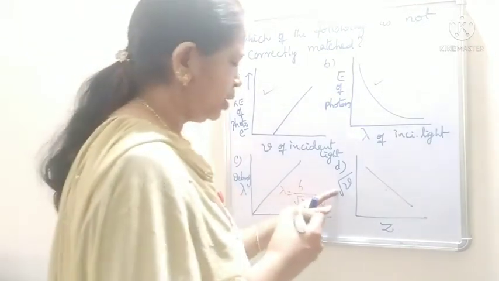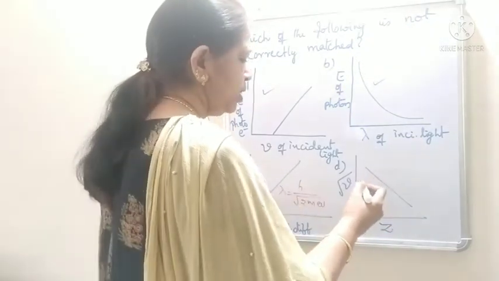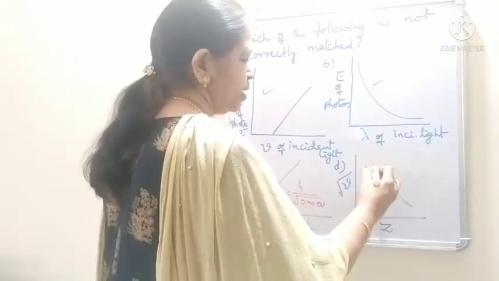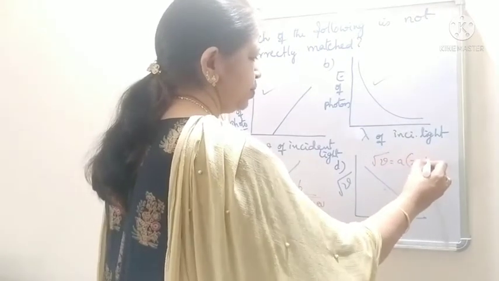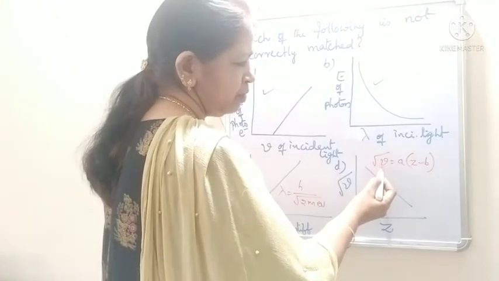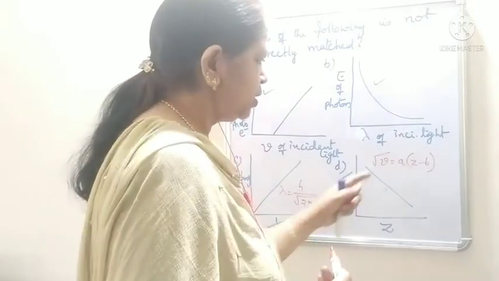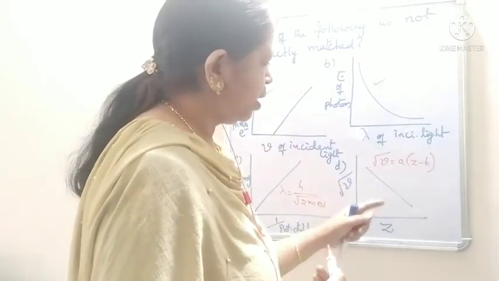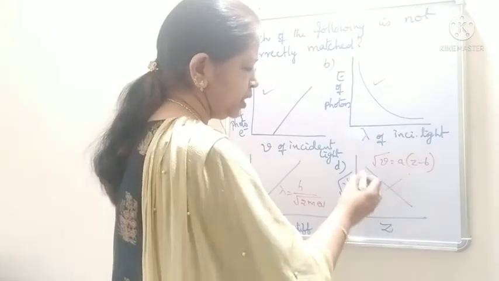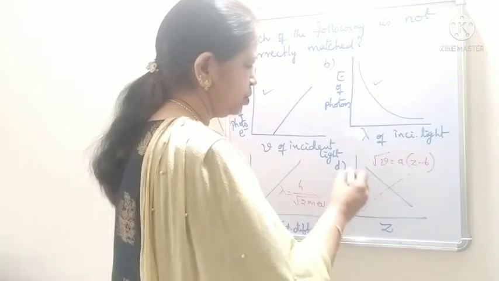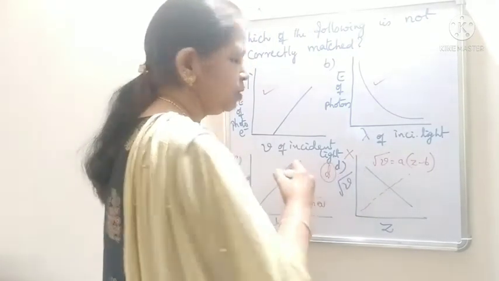Now, coming to D. This is from the Moseley's experiments. That is, in Moseley's experiment, he says that under root of nu is equal to A into Z minus B. This is the frequency and Z is the atomic number and A and B are the constants. This frequency and Z are directly related, so it should give a positive slope. But this graph, it is giving a negative slope. This is not the correct one. So, the answer is D for this question.